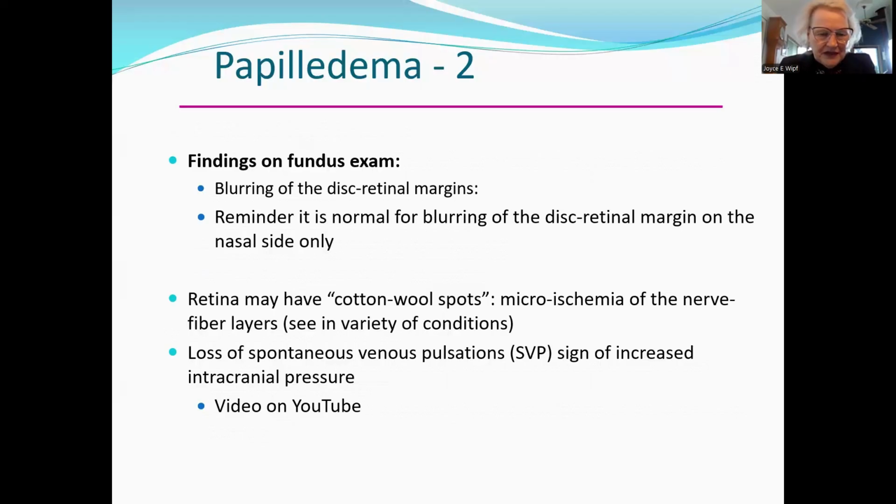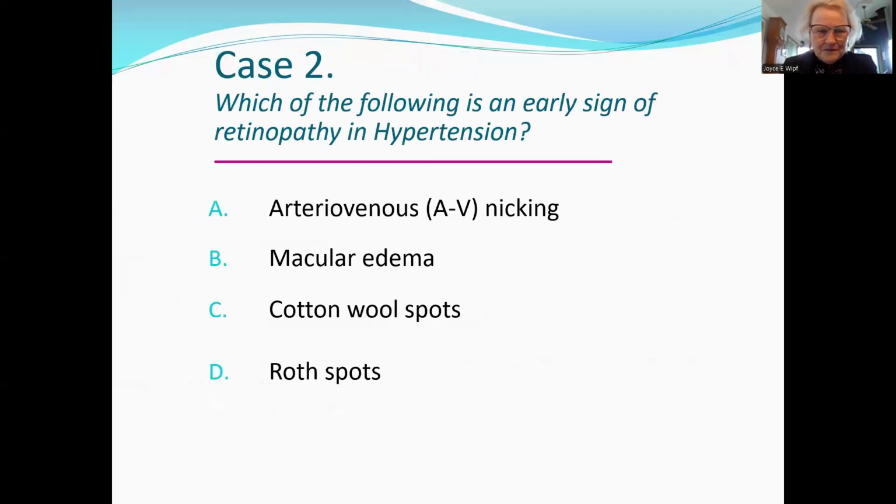The other thing to mention is there is loss of spontaneous venous pulsations, which is a sign of increased intracranial pressure. There's a video on YouTube. Some colleagues in Canada, I believe it was Toronto, had a video and program trying to help people identify loss of spontaneous venous pulsations at one point. And there are still videos available if you want to try to look for that. However, I think most of us are just trying to see some of the basic anatomy.